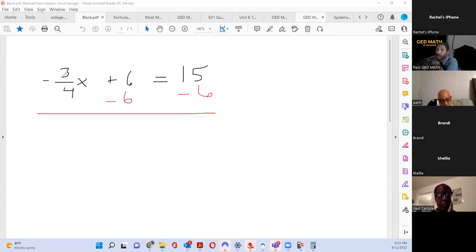Very good. So I'm going to bring down my minus 3/4 X. My 6's cancel each other out. I'm going to bring down my equal. What is 15 minus 6? 9. So I need to get X by itself. What should I do to get X all by itself? Multiply by 4.